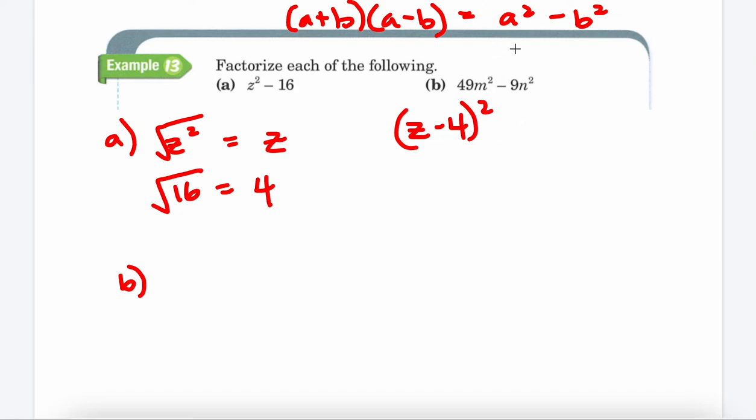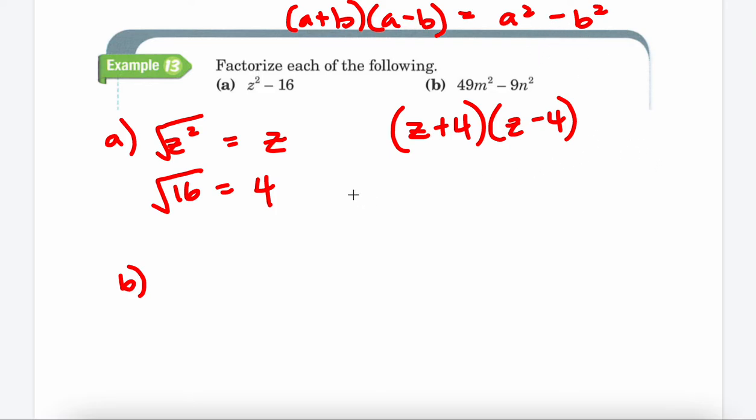Okay? If I wanted, oh, my bad. I was mixing up my three situations there. Let me redo this. Z plus 4 multiplied by z minus 4. That's where the inside terms can be canceled out.